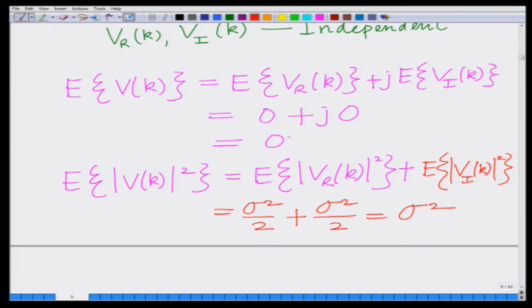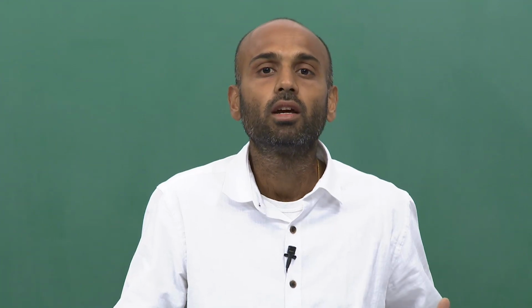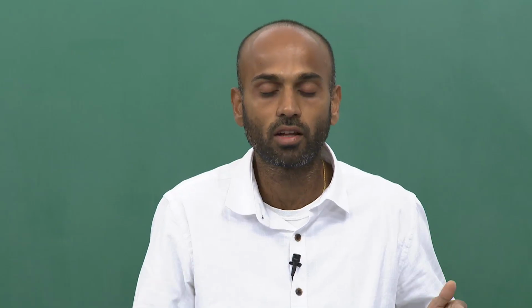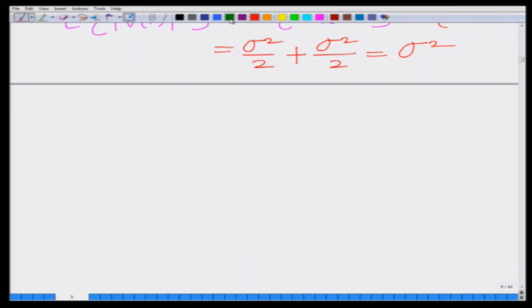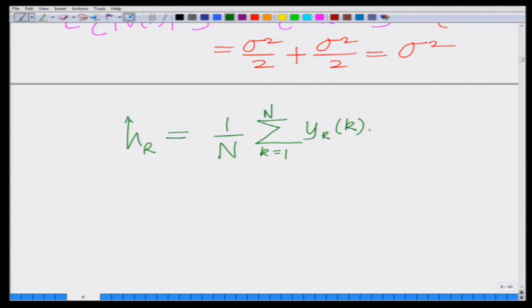Now, with this property, the behavior of the ML estimate can be simplified further. Now, if you look at the ML estimate, remember we have said HR hat equals 1 over n, the sample mean of the real part of the observations, that is, sum over k equal to 1 to n of YR of k. Now, of course, I can simplify this as follows.